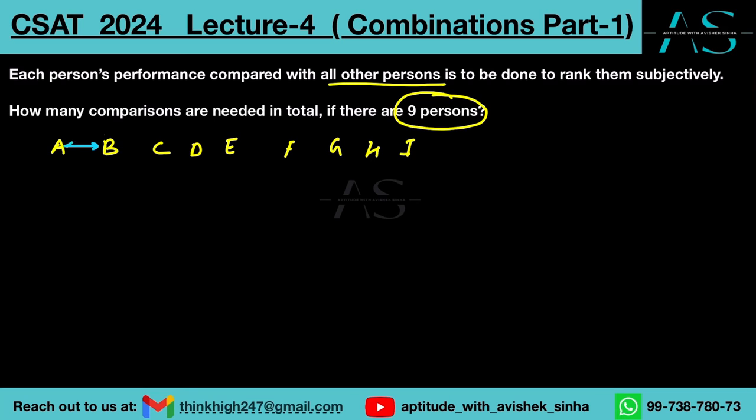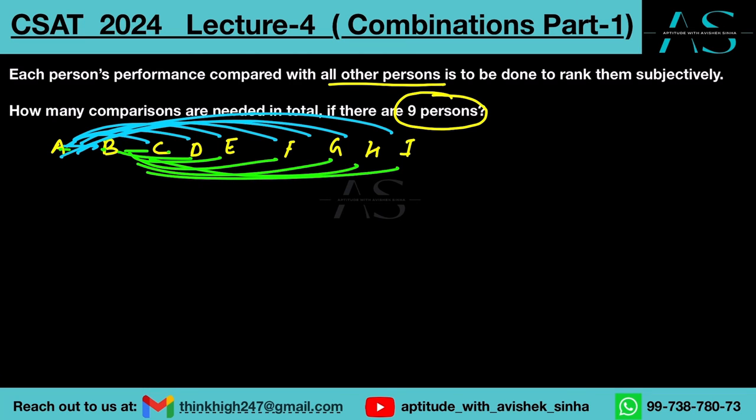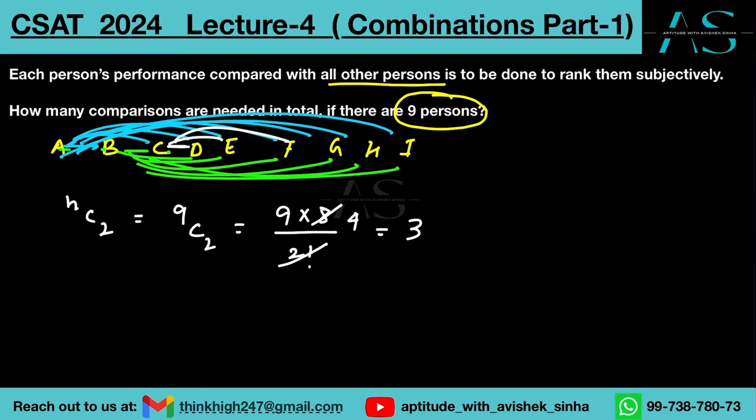A will be compared with B, C, D, E, F, G, H, I. And similarly, since B is already compared with A, B would be compared with C, D, E, F, G, H, I. C will only be compared with D, E, F, and so on, because it has already been covered in the previous cases. Now, we simply use the formula for combination and that says NC2, and we have 9C2 as 9 into 8 upon 2 factorial. So that is 36 comparisons.